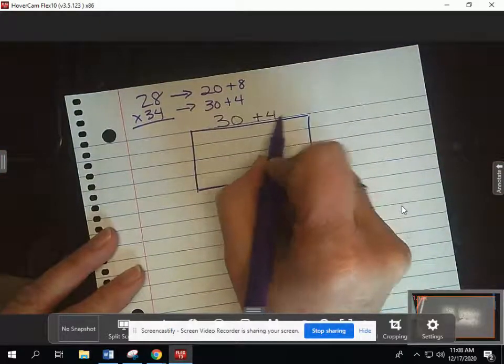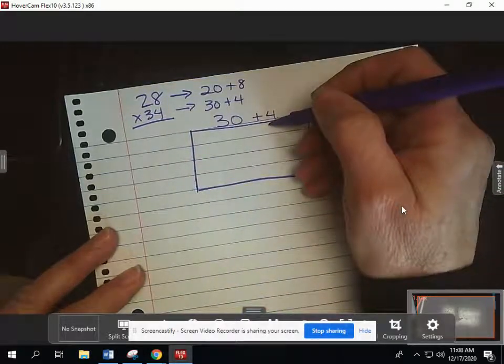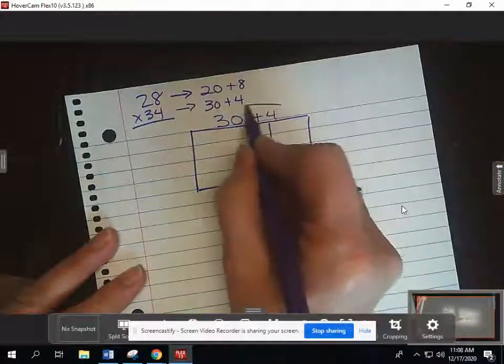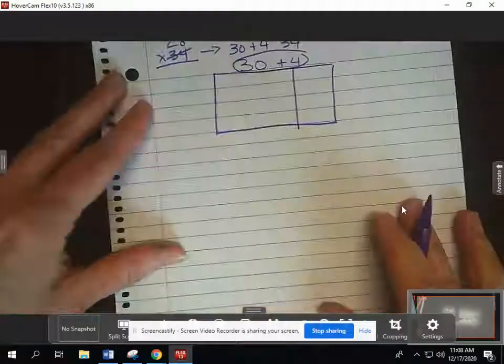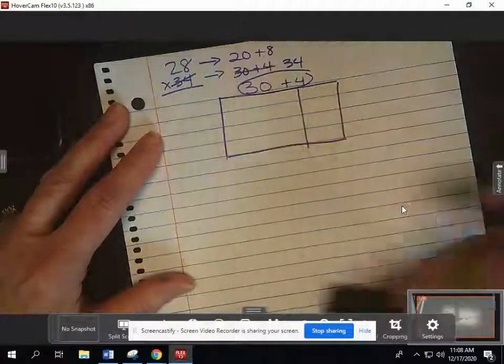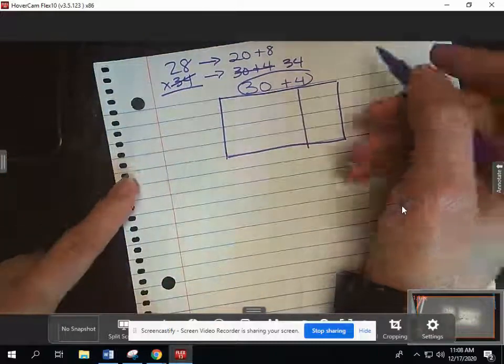30 plus 4. And if you remember right, the students yesterday looked at this. They circled it knowing 30 plus 4 is 34. We see it. Okay, taken care of. Now we have 20 plus 8.